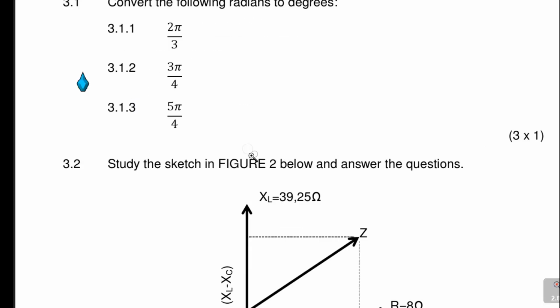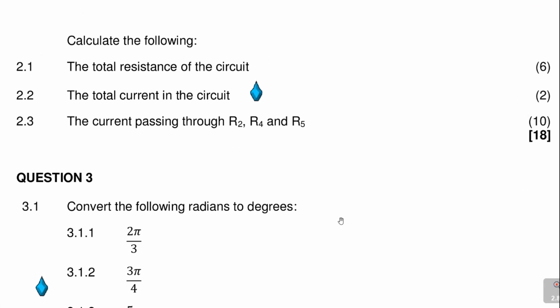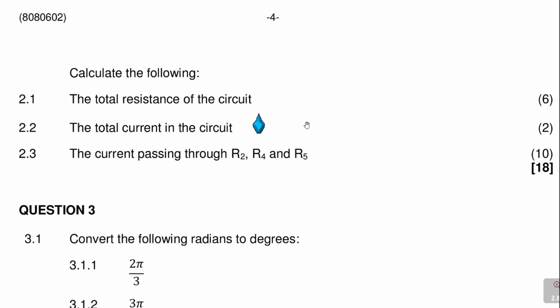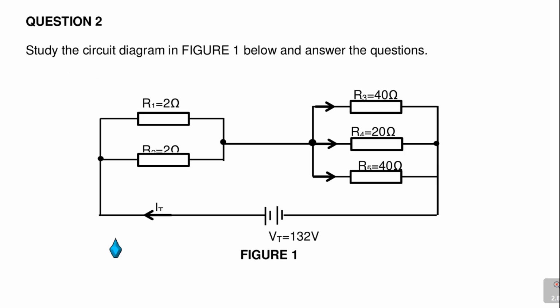Let's look at the questions here. Out of 18 marks, calculate the following: the total resistance in the circuit, 6 marks. The total current in the circuit, 2. The current passing through R2, R4, and R5, 10 marks. Wonderful. This is, to me, sweet. Look at this. Total resistance. That's the first part. I'm going to do this fast now.